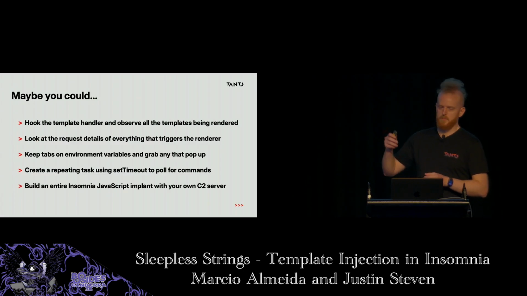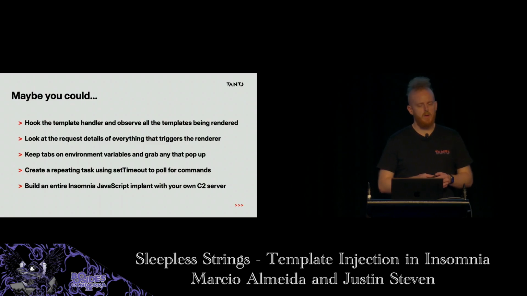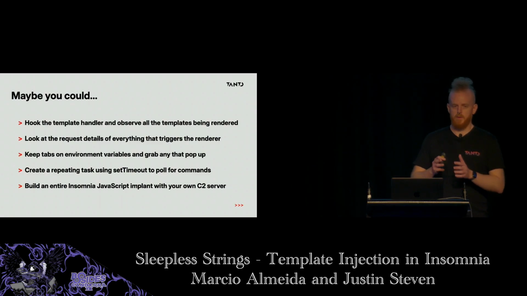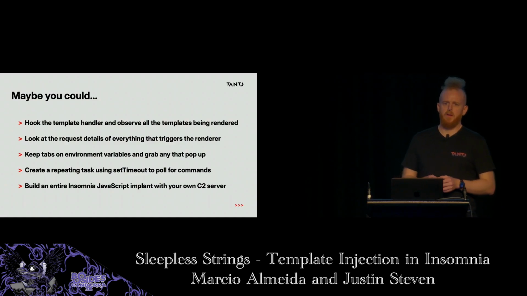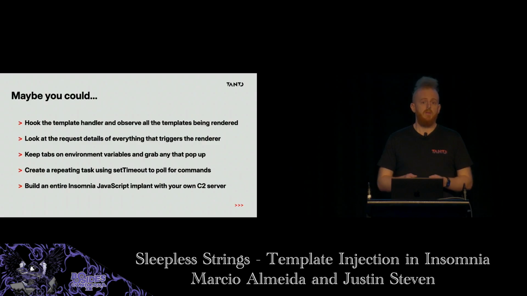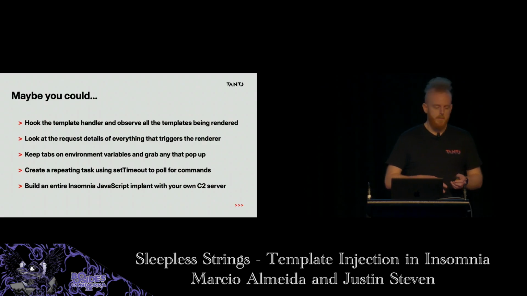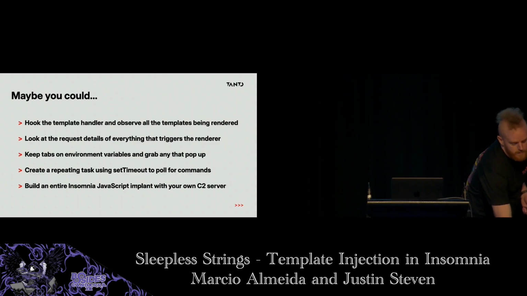At this point, you could change that function, hook it, observe all of the template rendering going on across all the request tabs that the user has open, keep tabs on the environment variables that are configured within the environment variables screen, create a repeating setTimeout poll thing. The world is your oyster at this point. If you wanted to, you could build an entire JavaScript implant that would live inside Insomnia until the next time it's restarted. You could write your own C2 server. You could do all sorts of things.